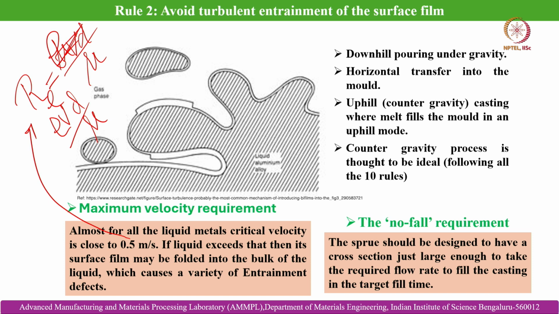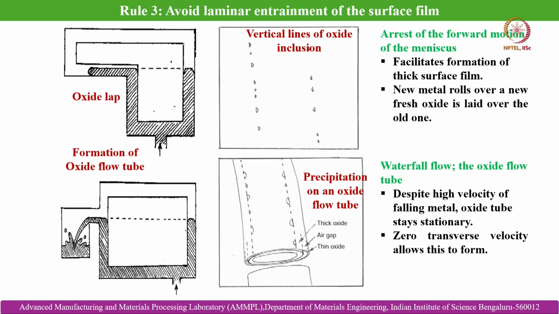So, the sprue would be designed to have a cross section just large enough to take the required flow rate to fill the casting in the target fill time. As we have discussed earlier, this is basically the sprue. The sprue cross section should be large enough so that it flows full, but it should not be more than what is required to flow full by the liquid melt. In that case, it will cause gas absorption, and also it can cause the entrainment of surface film.